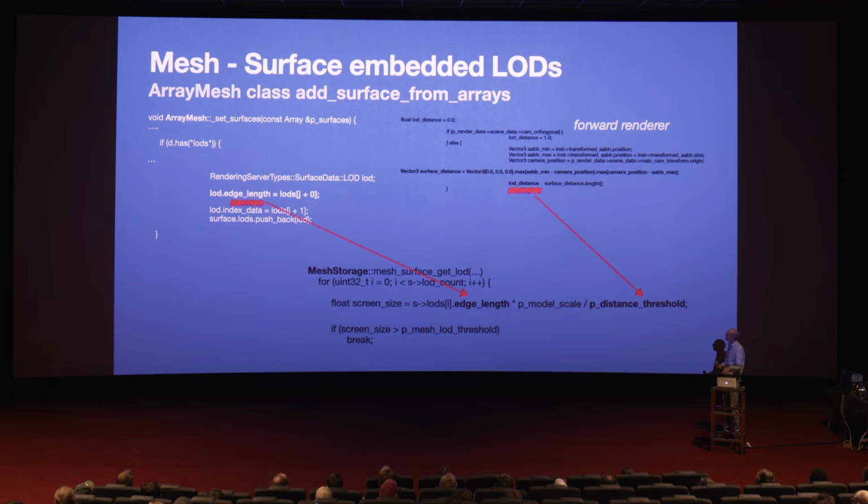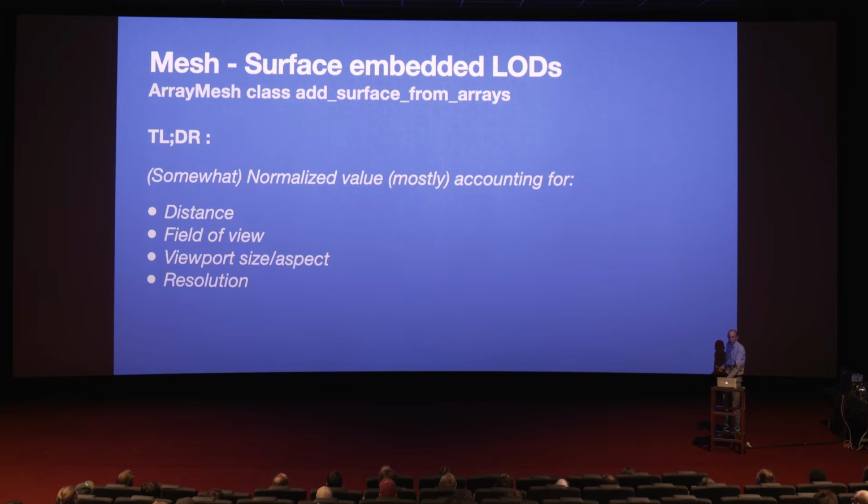And even though the math isn't that complicated, it arranges a lot of things for you. The too long, didn't read about that one, about the key: when does it swap? It's a normalized value, and it accounts for you the distance, field of view, the viewport size, viewport aspect ratio, and resolution. So that's the reason why it's not just, the issue with the other things was that it was using distance. This is using, well, whatever this is, but it solves all of these problems for you.